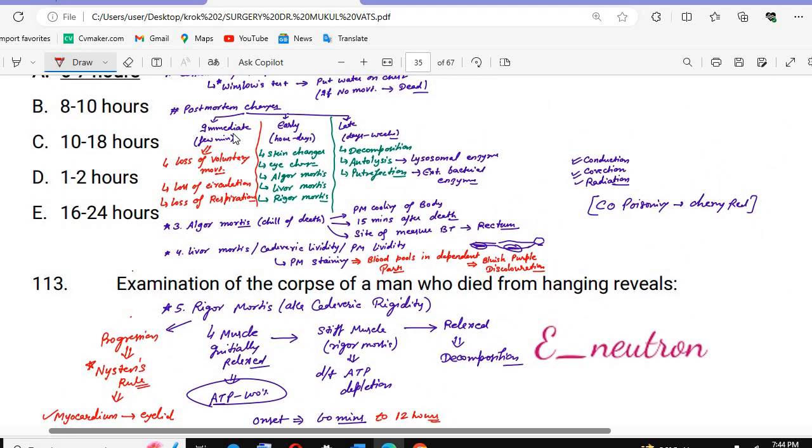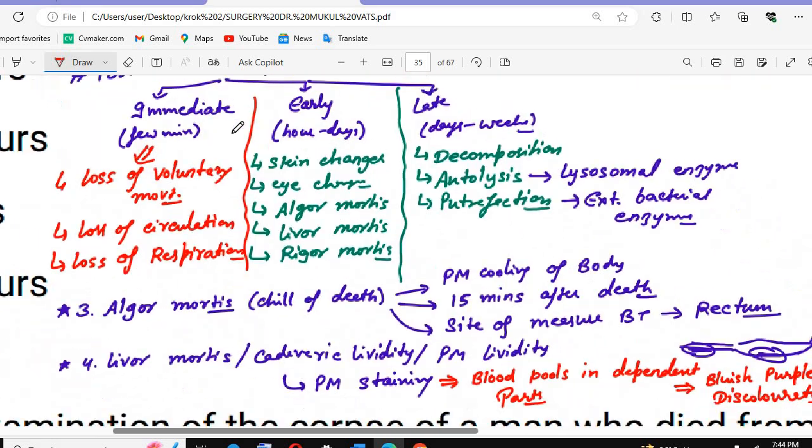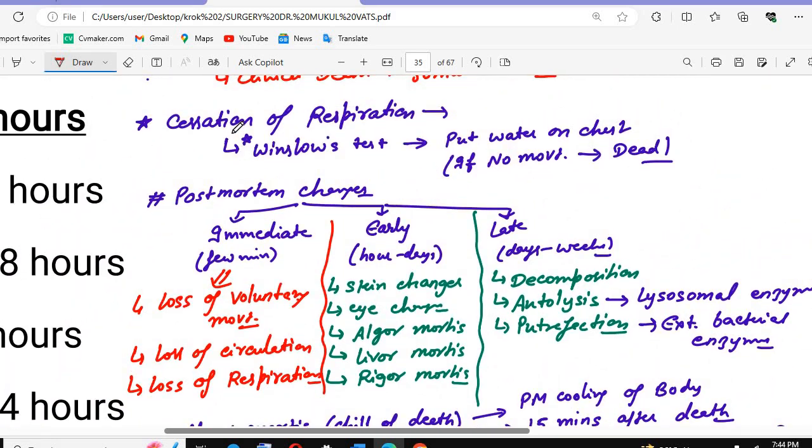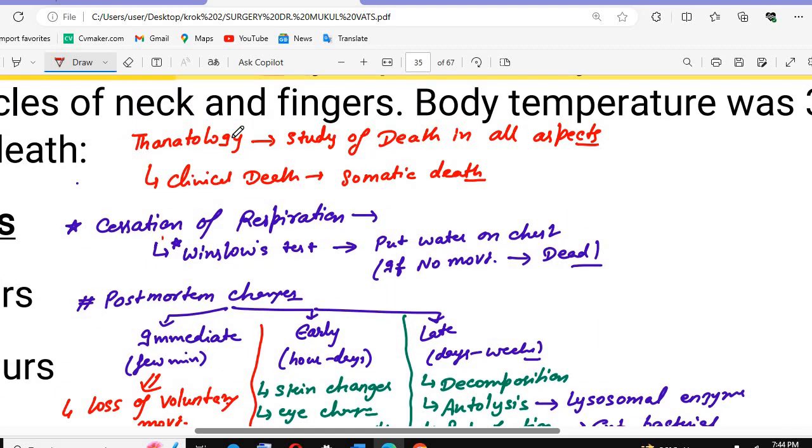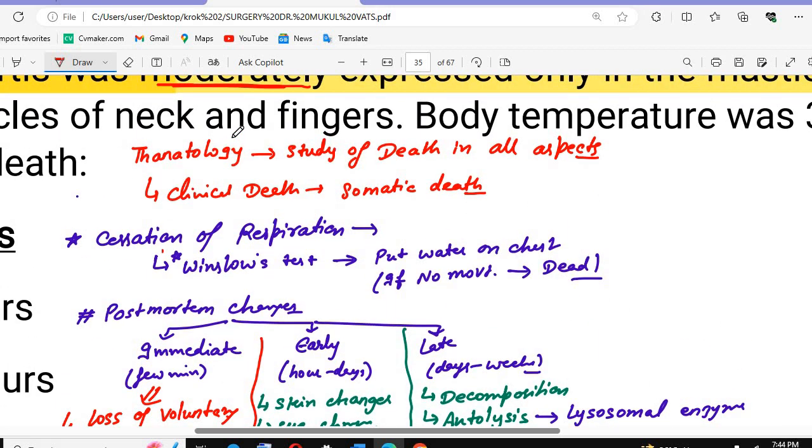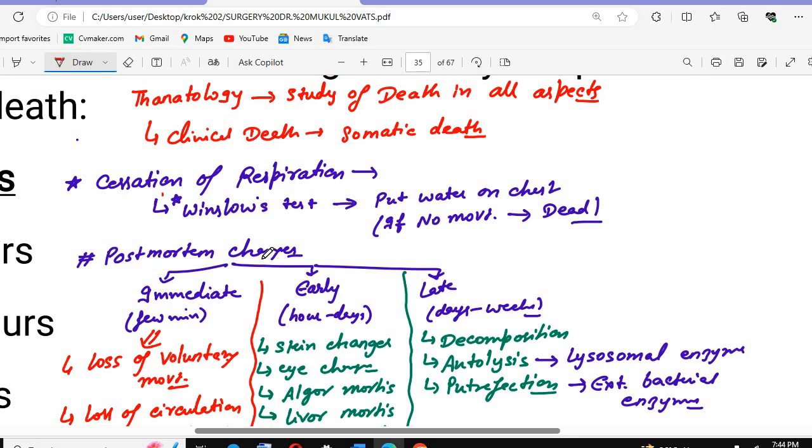Okay, let me revise this quickly. What we have seen is thanatology, the study of death in all its aspects. We call this the terminology used for the study of death in all aspects of thanatology. Clinical death is also known as somatic death.